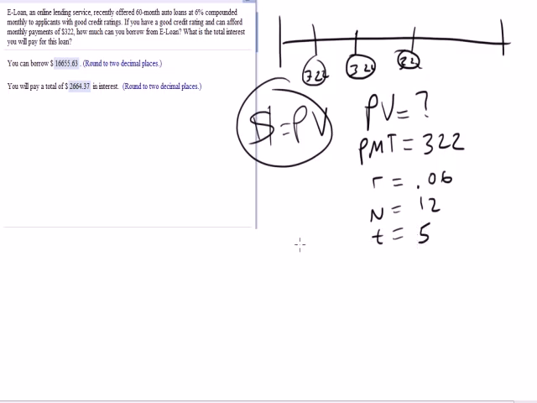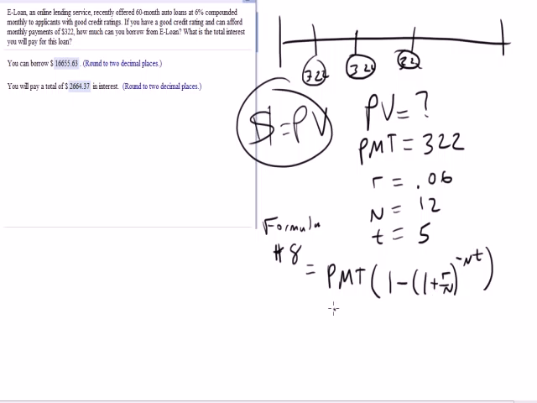And plugging those into the formula from our formula sheet, formula number 8, which should look something like the payments times 1 minus 1 plus R over N to the negative NT, all over R over N, gives us $16,655.63. So that's the first question.